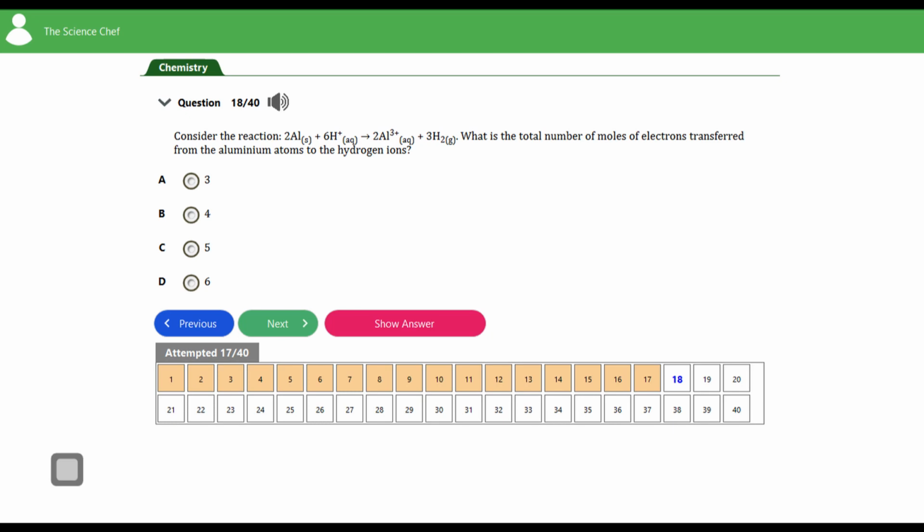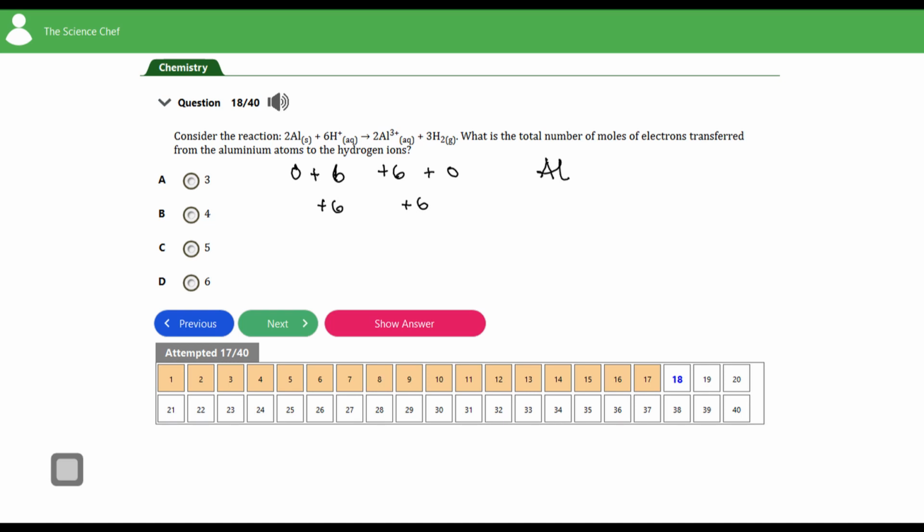On the left hand side here, we have 6 times plus 1. We have 0 for aluminum, and hydrogen 6 times plus 1, that's plus 6, sorry. And here we have 2 times plus 3, that's plus 6, and hydrogen 0. So we have plus 6 and plus 6, means that 6 moles of electrons were actually what? Transferred. How was that achieved?